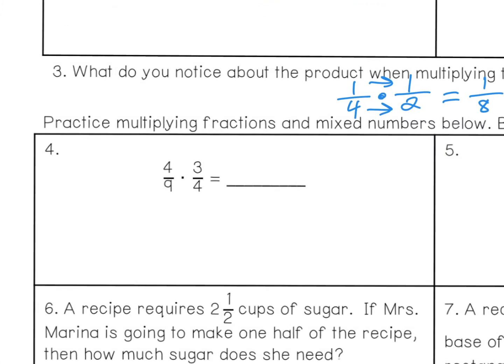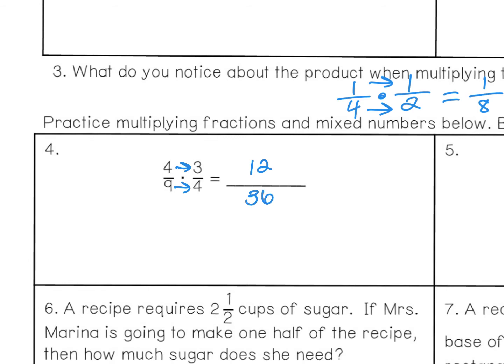Okay, we are given 4/9 times 3/4. We're going to follow our steps for multiplying fractions. So we're first going to look at our numerators. 4 times 3, we know is 12. And then we're going to multiply our denominators. So 9 times 4 is 36, giving us 12 over 36.